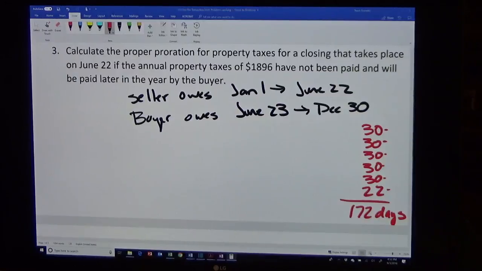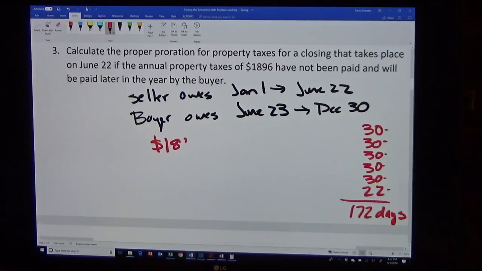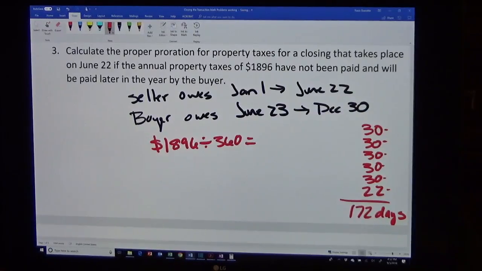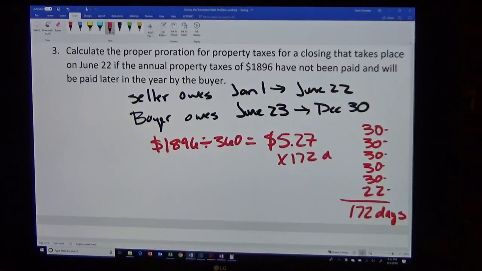We've got property taxes of $1,896. So we want to break those down to daily. The annual property taxes of $1,896 divided by 360 to break it down into a daily expense. And that equals $5 and about 27 cents a day. It's actually 5.26666 times 172 days.